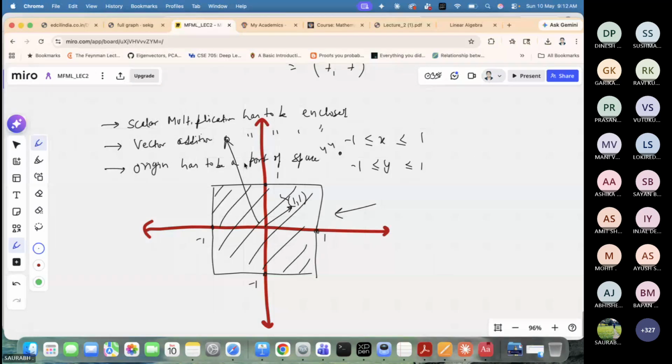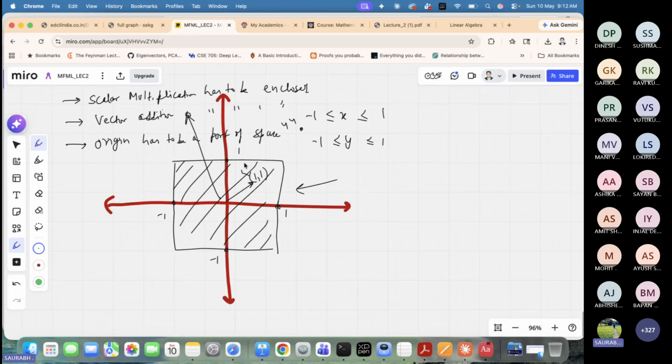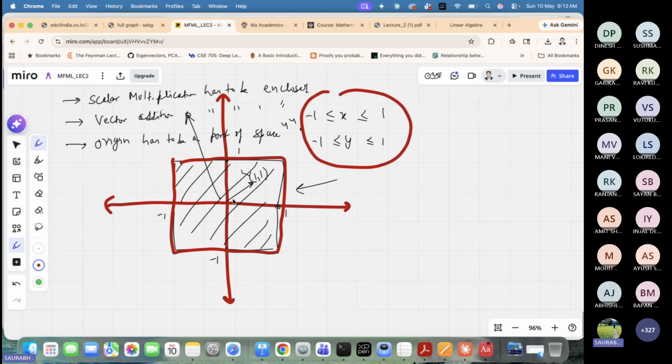Sorry, sir, I have a doubt. If x and y are less than 1, any number you multiply it with will be less than 1 only, right? No, I was saying that the space is enclosed. You can define any vector within this space. Let's say I took the vector 1, 1.